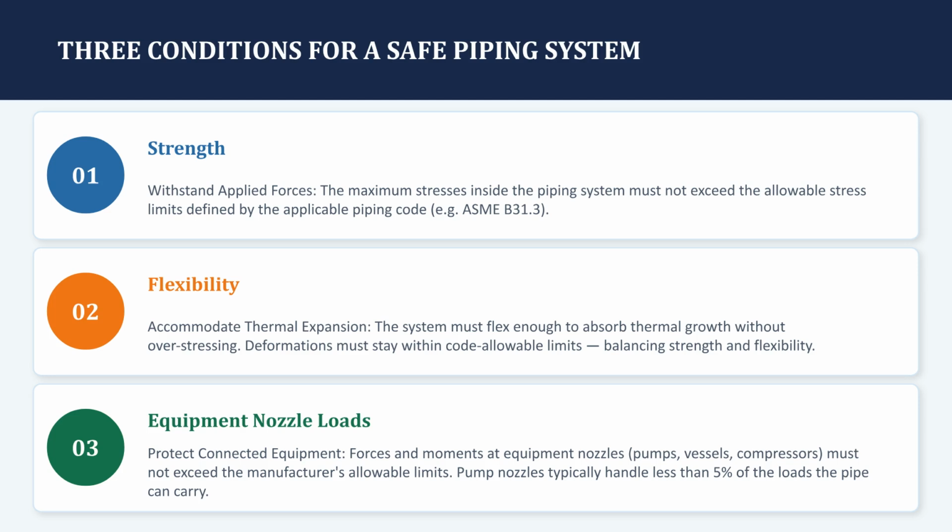That's why engineers specifically check nozzle loads against the equipment manufacturer's allowable limits, which are usually much stricter than the pipe's own limits. So to summarize this slide in one sentence, a safe piping system must be strong enough to survive its loads, flexible enough to absorb thermal movement, and gentle enough not to overload the equipment it's connected to.